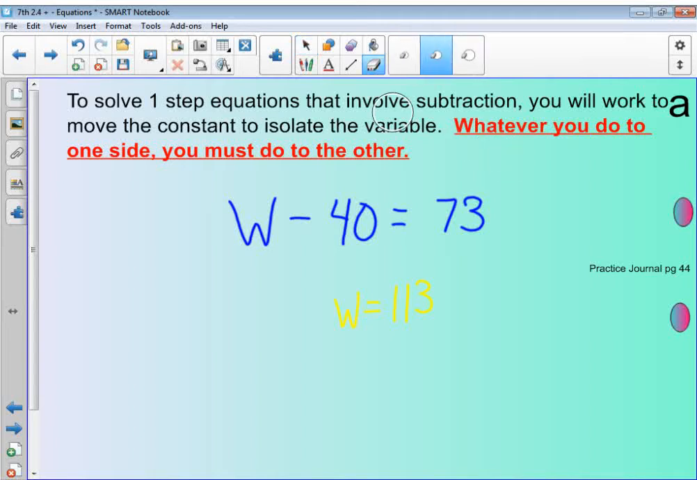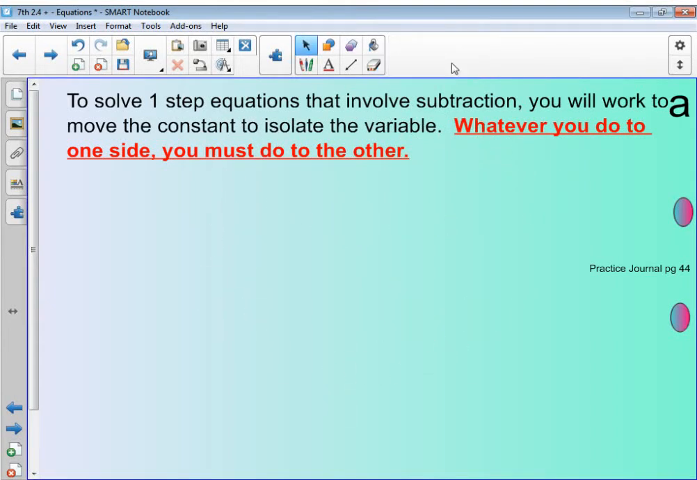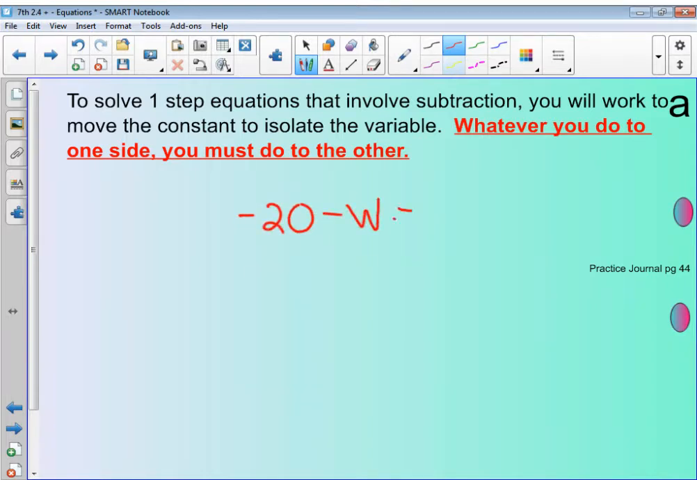I'm going to introduce you to when sometimes you have variables that are in that position of being subtracted. So here, let's say I did negative 20 minus W equals 60. We'll work with numbers that are easy to do here. Okay, so our whole objective is to work on getting that W by itself.